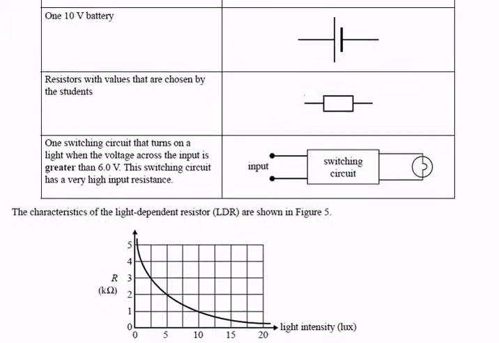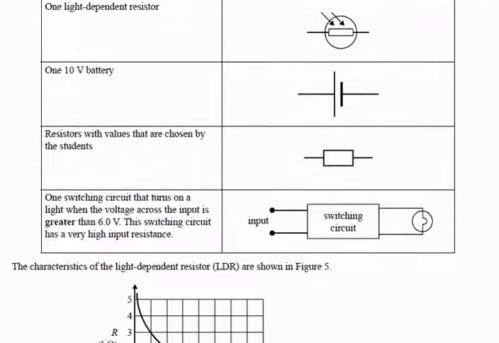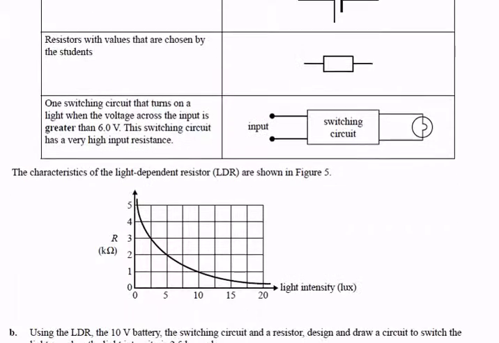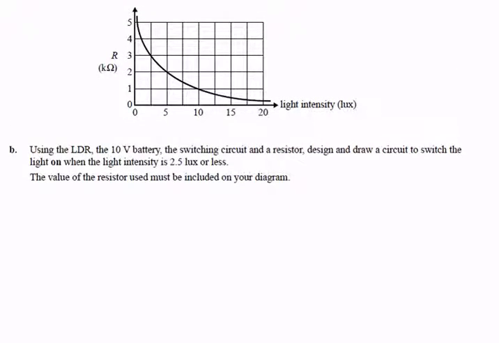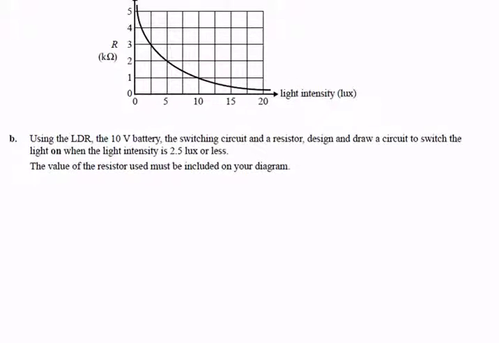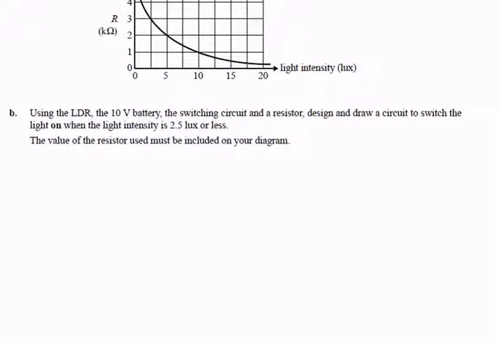Again, I've just copied and pasted the right information. It's in the wrong order, but that's how it was in the book, and here it is again for part B. Using the LDR, a 10 volt battery, a switching circuit and a resistor, design and draw a circuit to switch the light on when the light intensity is 2.5 lux or less.